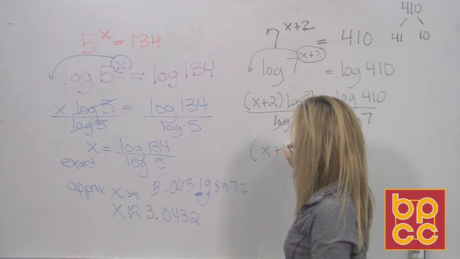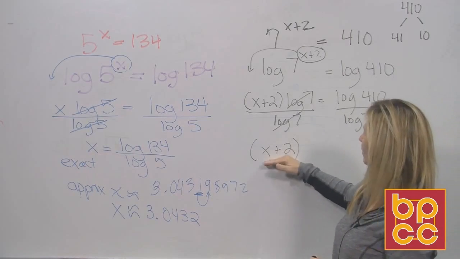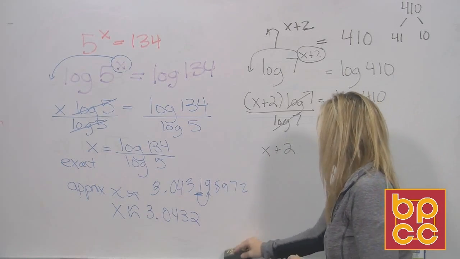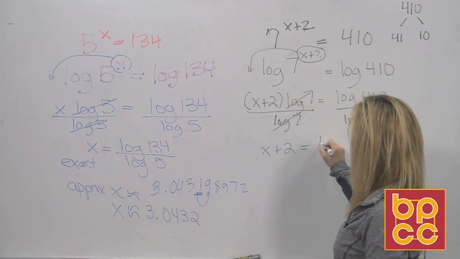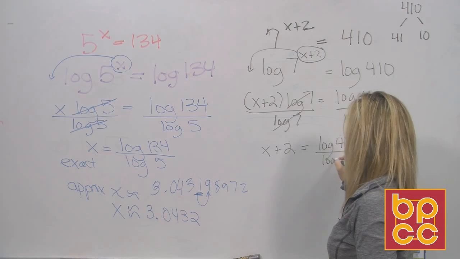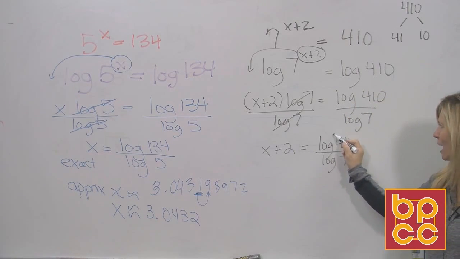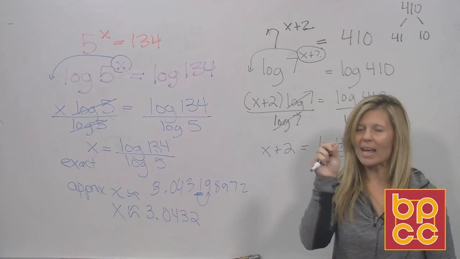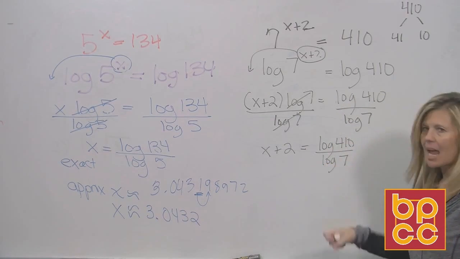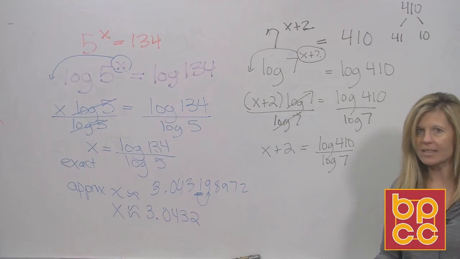That leaves us with x plus 2. Do we need the parentheses anymore if that's on the left side by itself? Nope. So let's drop them. On the right side, we're going to leave what we have: log 410 divided by log 7. Again, you just can't cancel out the word log. That word is connected to something behind it. These are not the same at all. Leave them. Now, are we done solving?